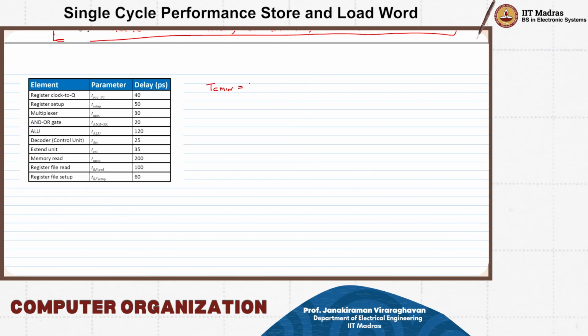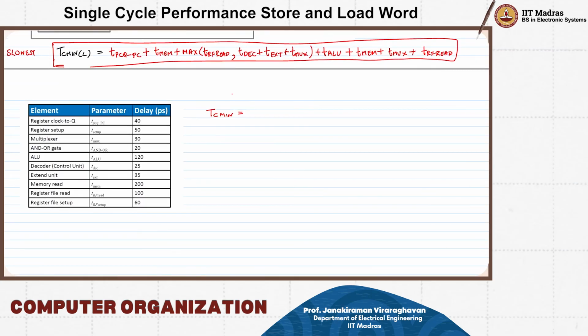Basically we have, let me just put that expression here. You can see it on top. T PCQ PC, which is 40, right? Then we are talking about 200 instruction memory delay. Then we are talking about the max of RF read. So if you look at T decode, it is 25 plus T extension unit is essentially 35, that is 60, and T mux is how much? It comes out to be about 30, right? So we are talking of 90 picoseconds. On the other hand, the register file read is 100 picoseconds in this example that we have considered.